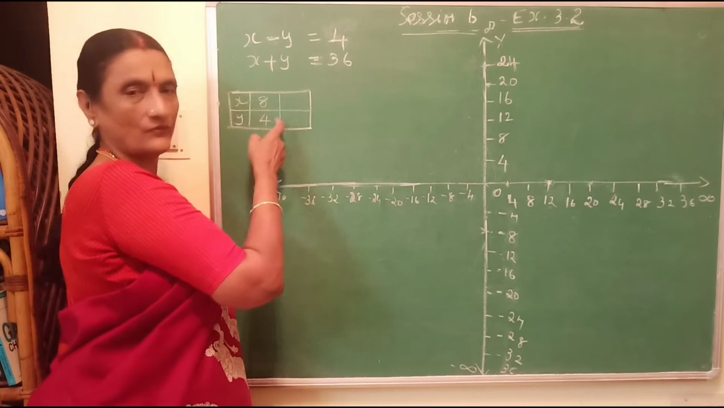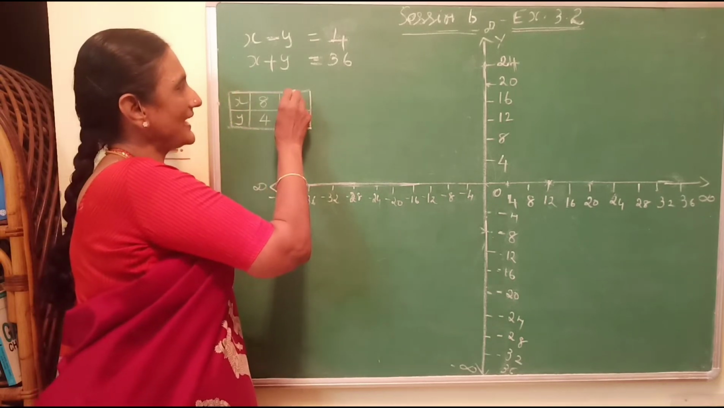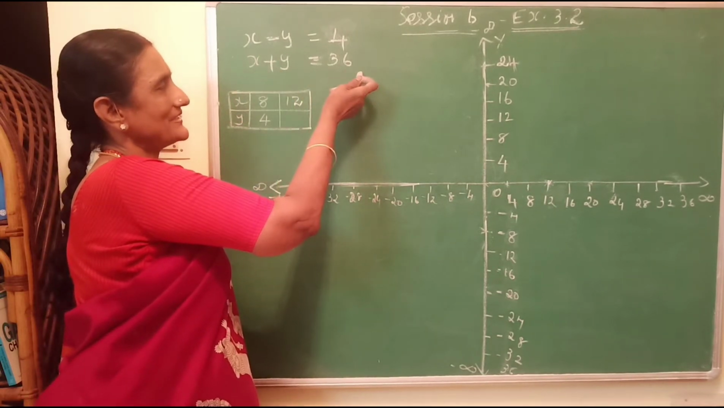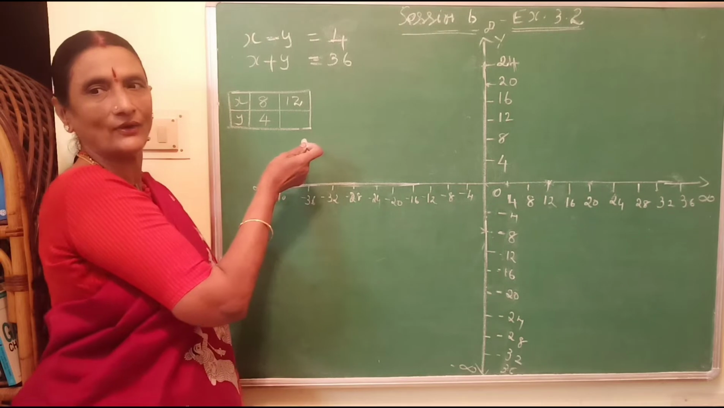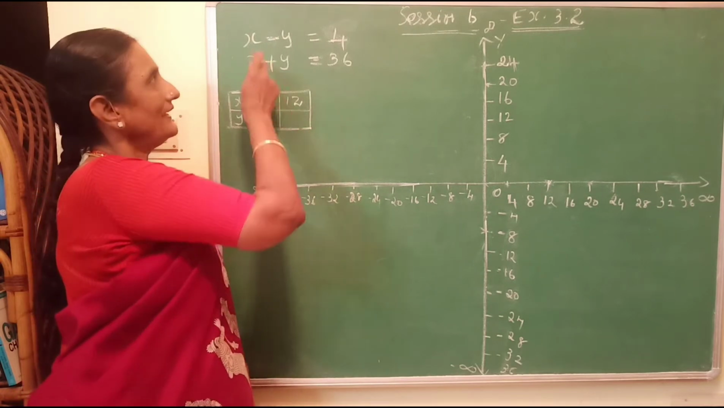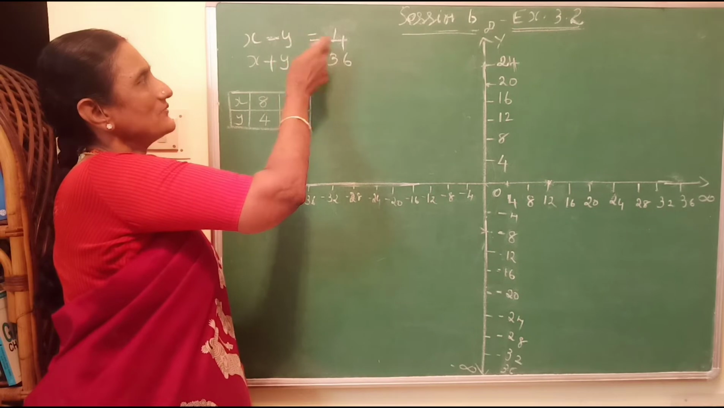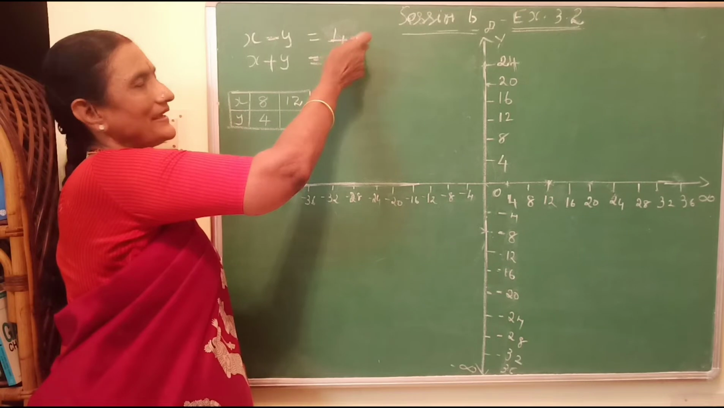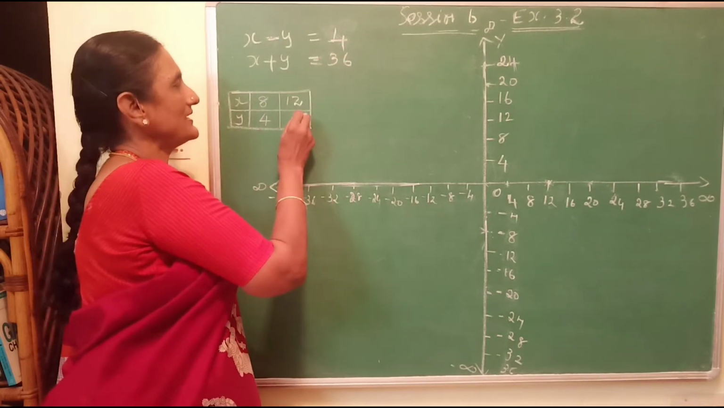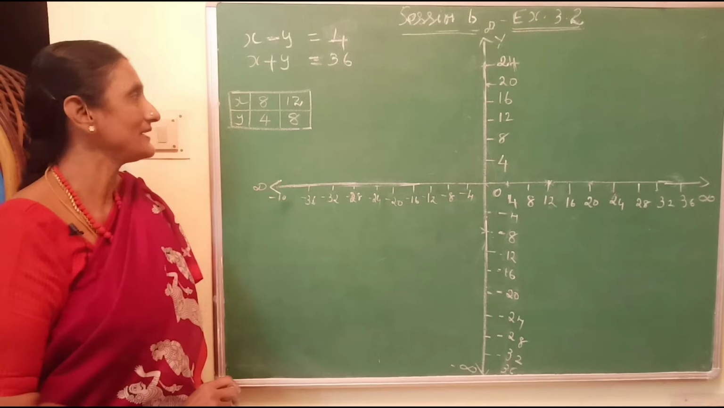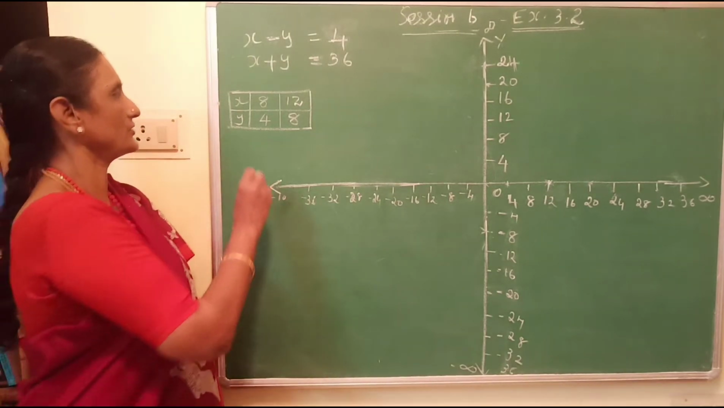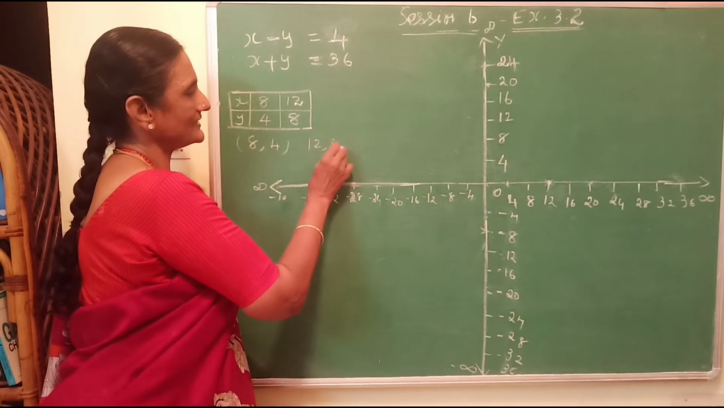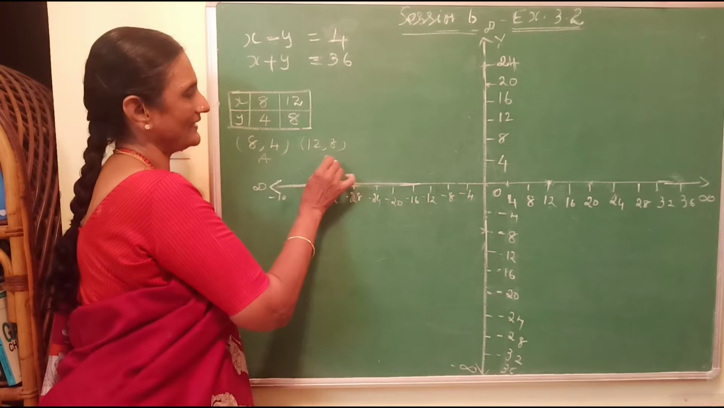So 8, 4. Okay. Second value, I can choose x as 12. If x is 12, this goes to the other side. So what do we get the y value as? x minus y is equal to 12 minus y is equal to 4. Therefore, this 12 goes to the other side. You get minus 8. Therefore, minus y is equal to minus 8. You will get 8. So 8, 4 and 12, 8 are the 2 points. I mark these as A and B.